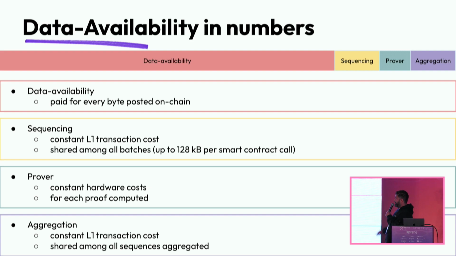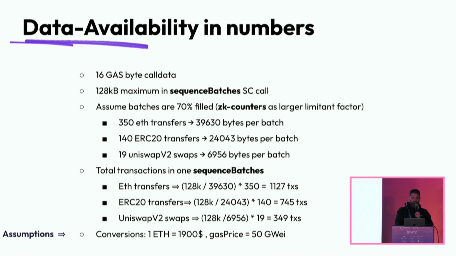Don't get confused by this scale. We will see later on, but it's just a glimpse that data availability is the most important part of this cost. So these are our current numbers before going to 4844. We are paying 16 gas per byte of calldata. And as we previously mentioned, we are going to use 128 kilobytes for sequencing these batches.